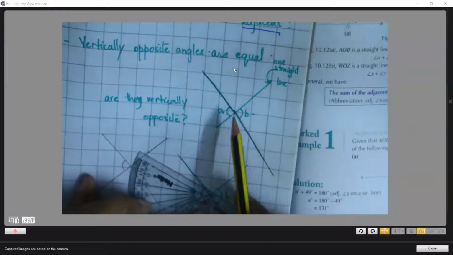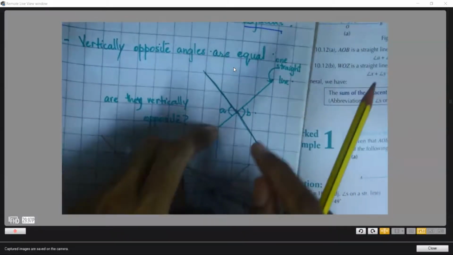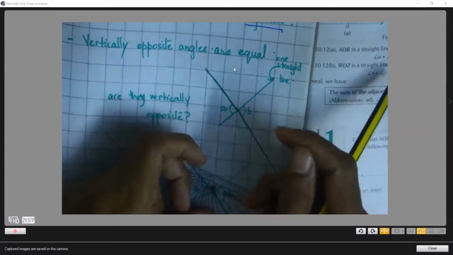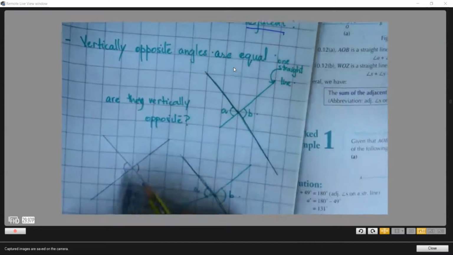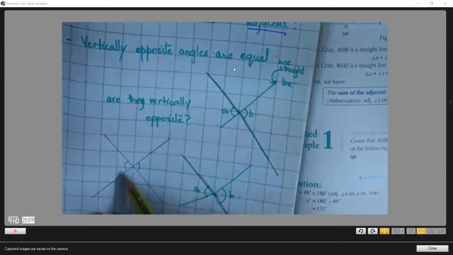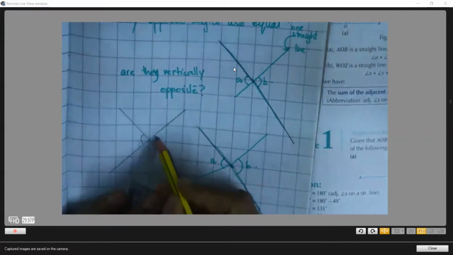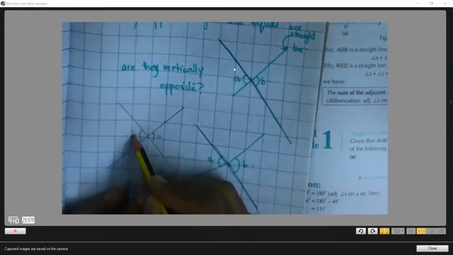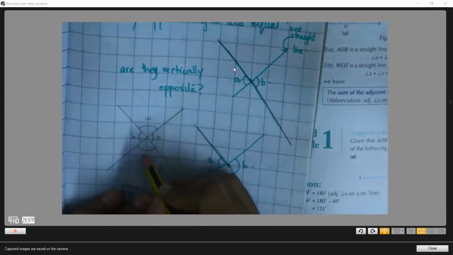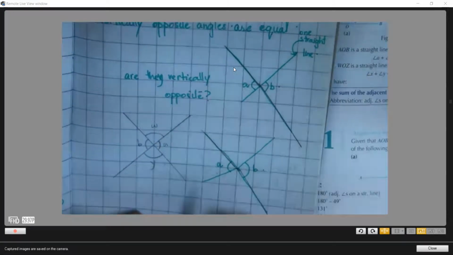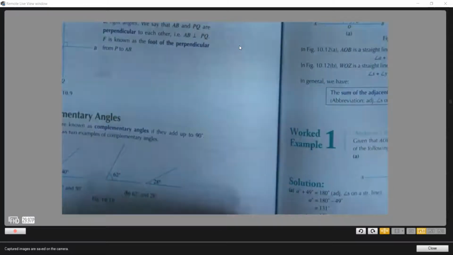So remember, for angles to be vertically opposite to each other and to be equal to each other, both the lines should be straight like this. Then this A will be vertically opposite and equal to B. And this W will be vertically opposite and equal to this Y, angle Y. Okay, that's that. Now let's start solving questions.